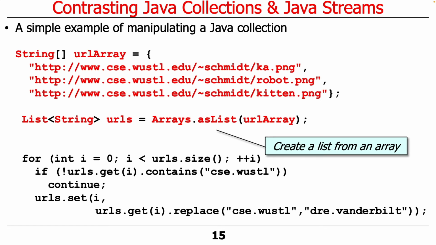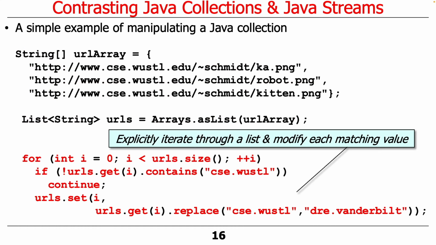So we take this array and we convert it into a list of strings by using the Arrays.asList factory method. And then we're going to write a kind of old-school Java for loop. This is what's called an index-based for loop that's going to iterate through every one of the elements in that list of strings. And if the string contains the Washington University substring, then we're going to replace it. If it doesn't, we're going to skip and keep going over here. So this is what's called external or explicit iteration. We iterate through it explicitly.